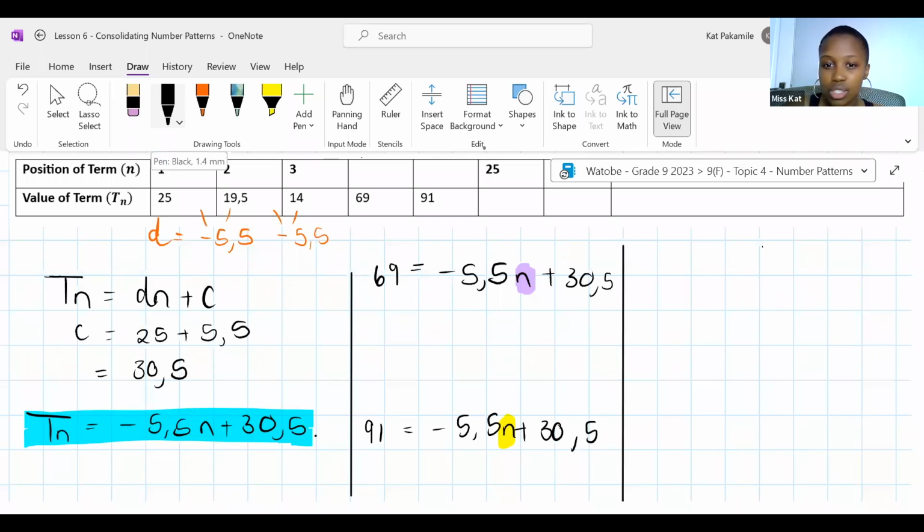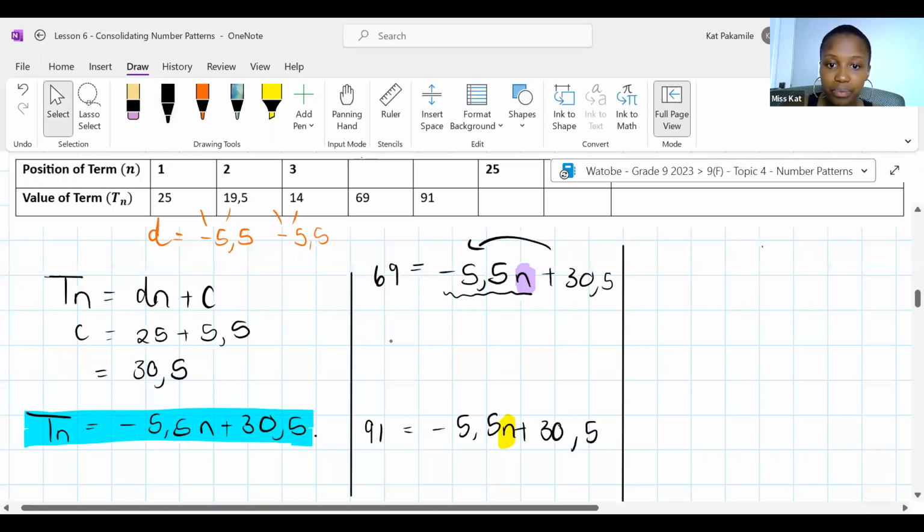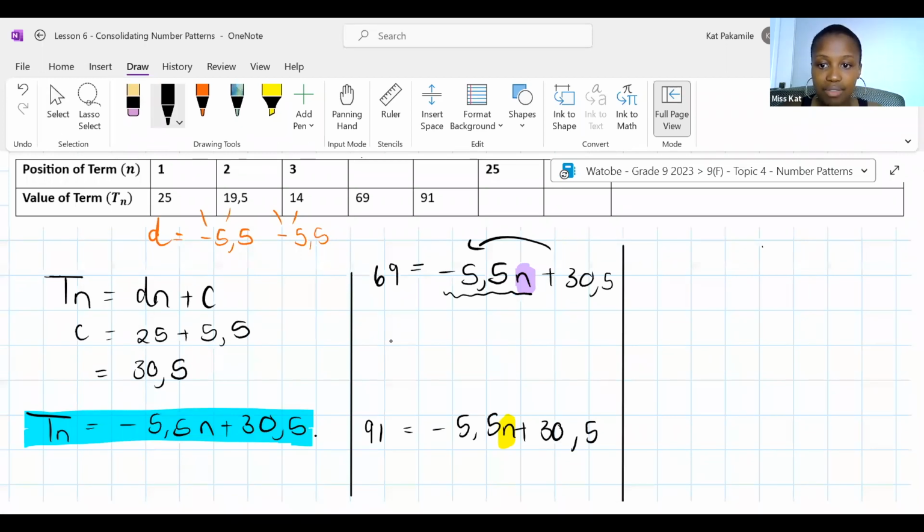No, Chichi. Remember, negative 5,5 is attached to the n. So you have to get rid of this 30,5, right? So you put it the other side. Oh, I get what you mean. So we minus it on both sides. Is that what you meant? Then you are correct. So on the left, we're going to have 69 minus 30,5 equals negative 5,5n. What is 69 minus 30,5?